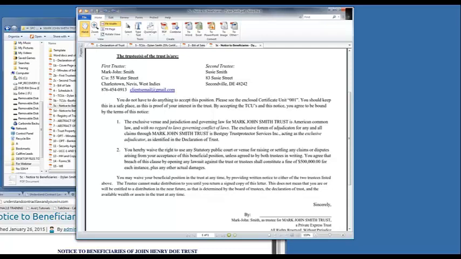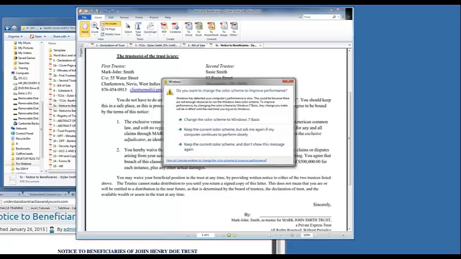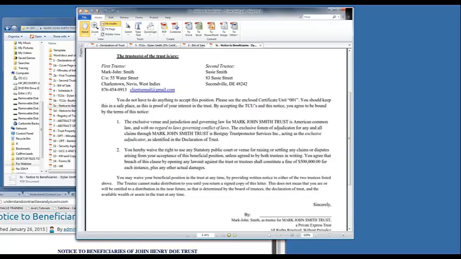Number one, the exclusive venue, jurisdiction, and governing law for the Mark John Smith Trust is American common law, with no regard to laws governing conflict of laws. What that means is if there's any conflict about what law governs, because the beneficiary is in the United States and the trust is in the common law, there's no regard to any laws that govern the conflict of laws, meaning it's going to be governed exclusively by American common law, or whatever law form you want to choose to put in here: private, international, commercial law, whatever.